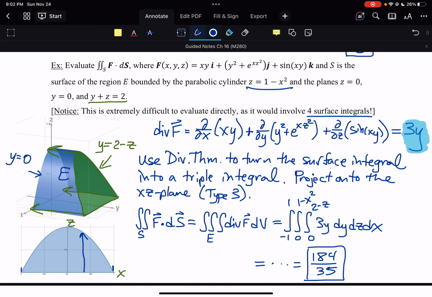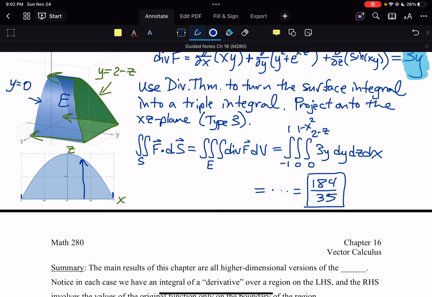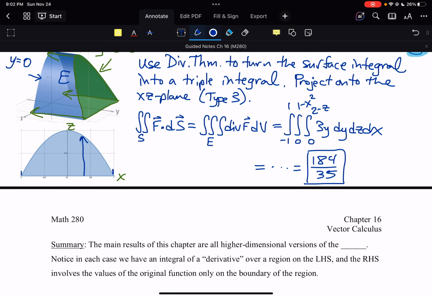So that is the divergence theorem. The last thing that we're going to take a look at here on the final page, we're going to start looking at the different major theorems that we've talked about in this chapter in vector calculus, and see how they all relate to each other, and see how the main results of this chapter are all higher dimensional versions of the FTC.